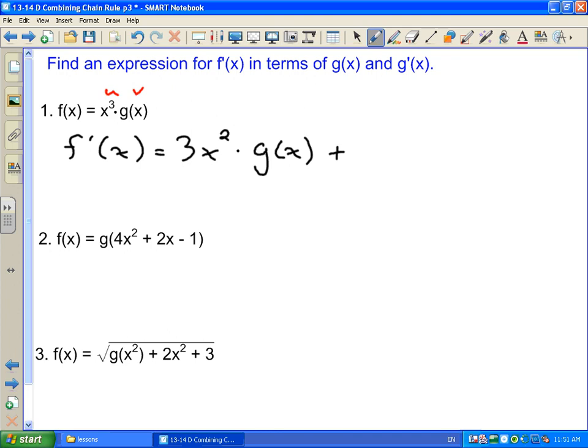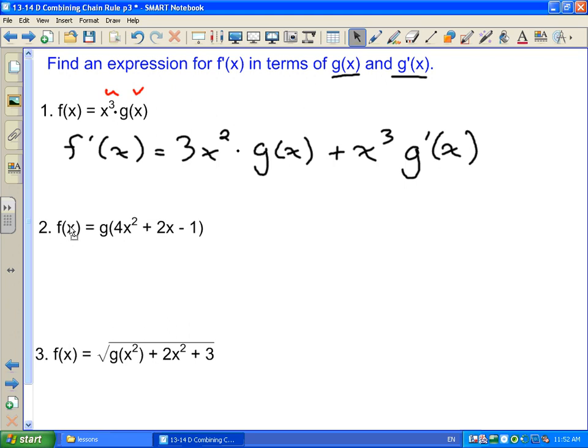To this, I'm going to add my u function, x cubed. And what do I have to multiply x cubed by, or u by, if we're using the product rule? Well, not g of x, g prime at x. I want the derivative of that v function, so I've got to multiply it by g prime at x. Now, I don't know what g at x is, and I don't know what g prime at x is, but I can just keep them in there as, like it says in the question, g at x and g prime at x.